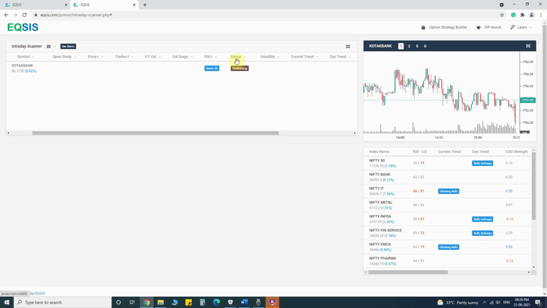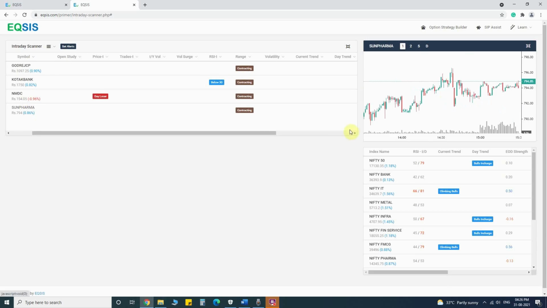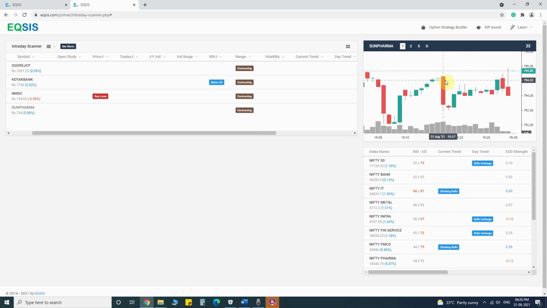When it comes to range, let's say if I click on contracting, you see there are a lot of stocks, and I take Sun Pharma. Now what you see is every candle has an open, close, high and low. So the difference between high and low is the range, right? The difference between the high and low talks about the size of the candle. Even in candlestick analysis it is very important, the size of the candle really matters. So are these sizes expanding or contracting?